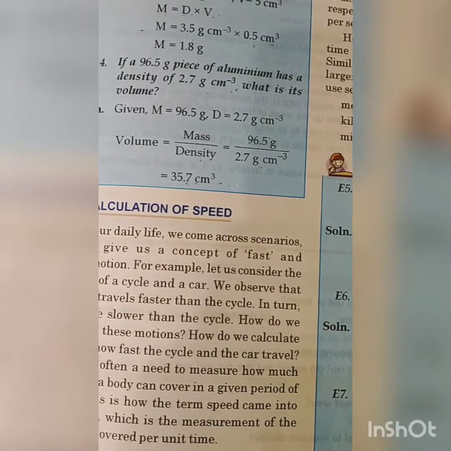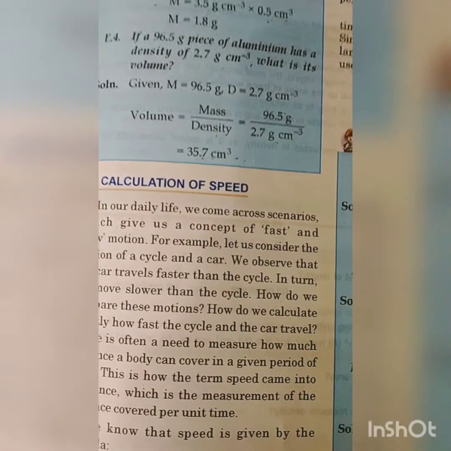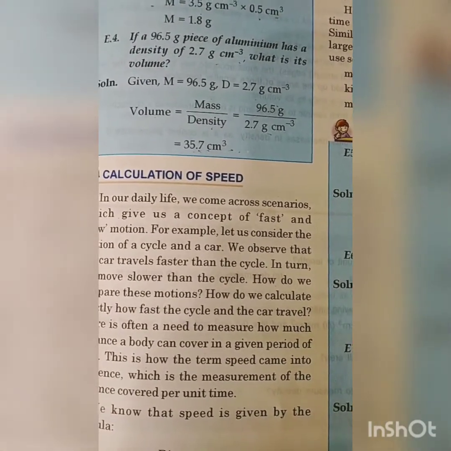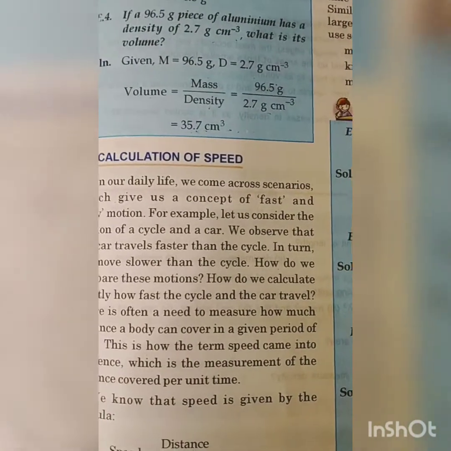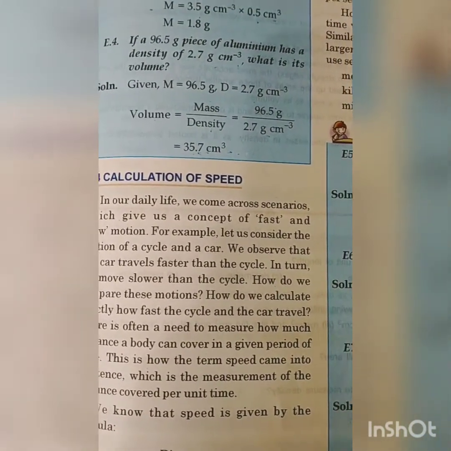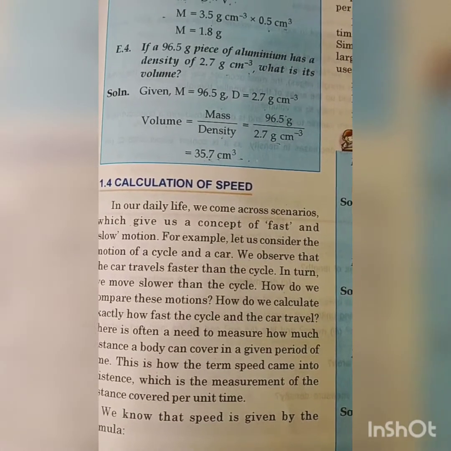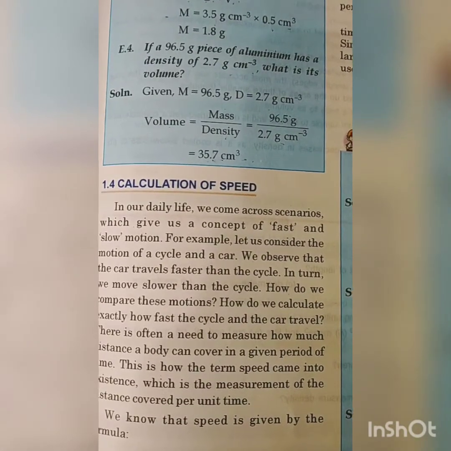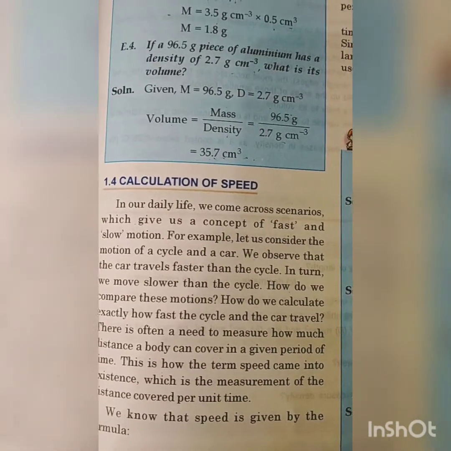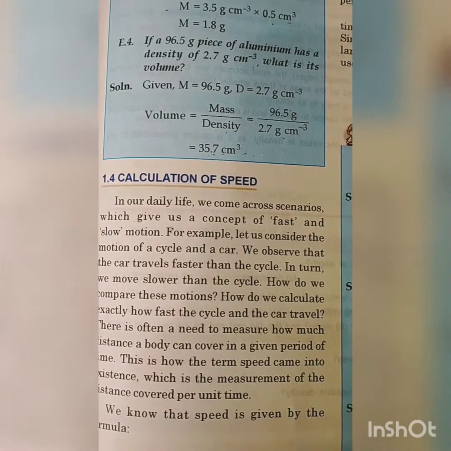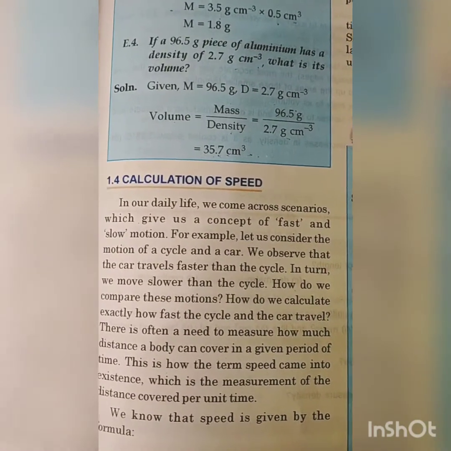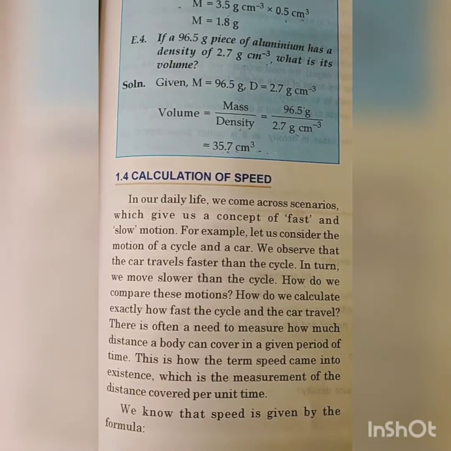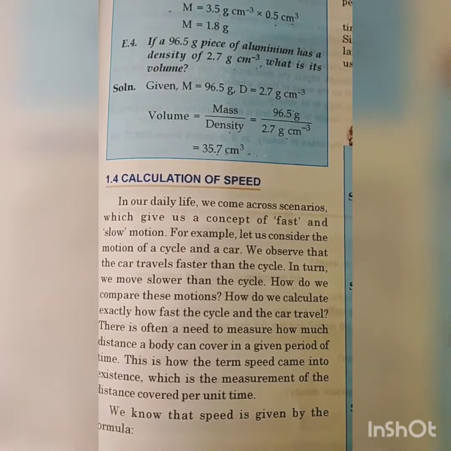Okay, our next topic is speed. So, generally, we say that he drives very fast and he drives very slow. By using these words, we cannot exactly tell or compare the speeds, compare who is fast and who is slow. So to know exactly, we need to know their speeds.